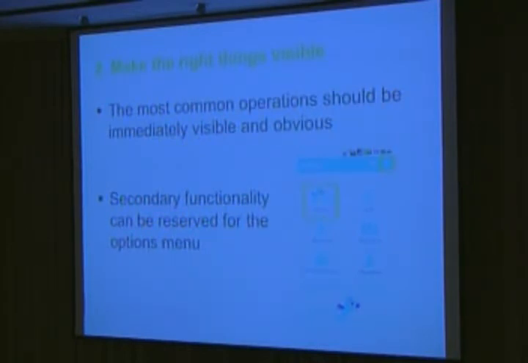Another thing is make the right thing visible. What that means is show all the most common operations in your application in the dashboard. This, by the way, is a Twitter application developed by Google together with Twitter, and it's going to be open sourced very soon. So you can actually look at all the code and all these design patterns we are using in this application. For all the secondary functionality, try to keep it in the option menu instead of showing it on the front page.